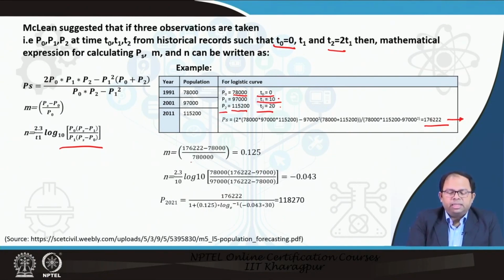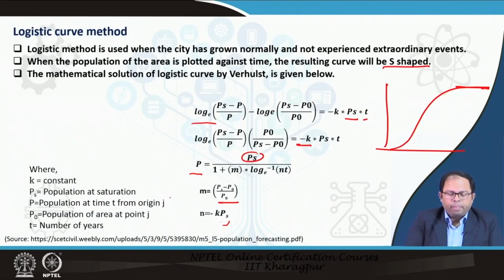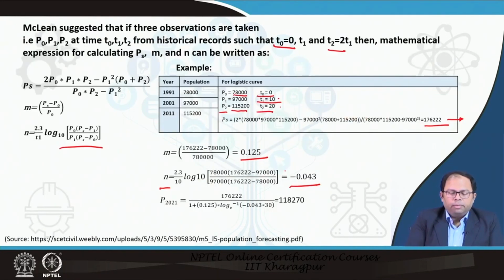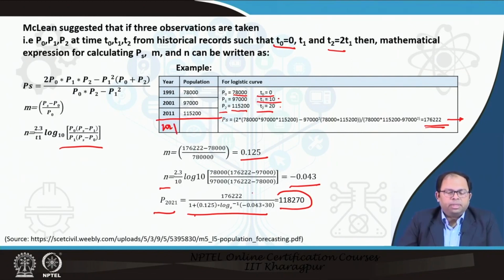further. We can estimate the m value, and the n value could be estimated over here, and putting it in the previous equations from the last page, we can find that P for the year 2021 could be estimated as 17622, which is the Ps value, divided by the term based on that previous equation, and we get a value of 1,18,270. So, this is the projected population for year 2021. This is how we can get this using the logistic curve method.